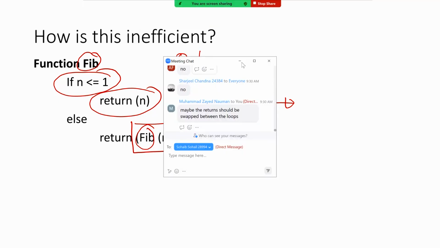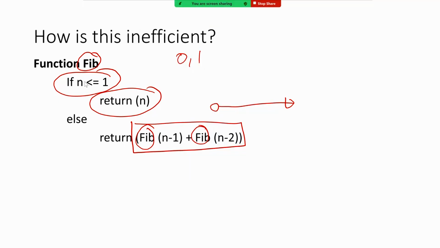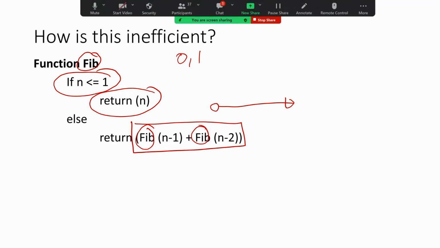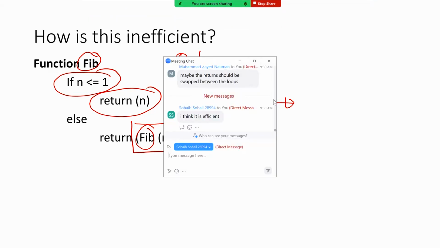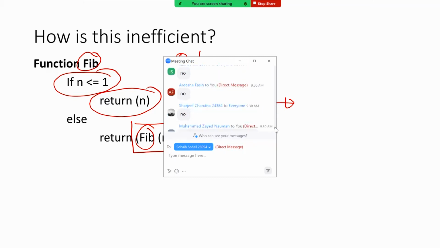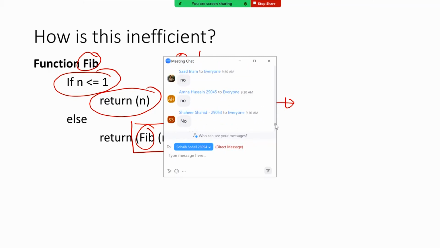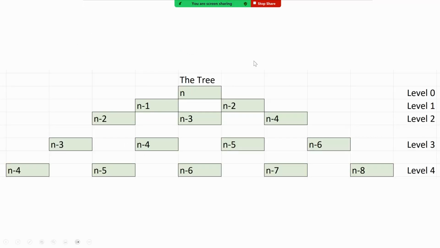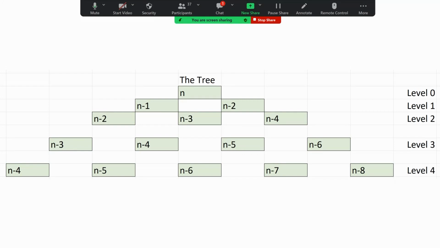It's a simple call. If n is less than or equal to 1, that's your base case, return n. Otherwise, return fib of n minus 1 plus fib of n minus 2. Could you explain why you think this is inefficient? For all of you who said no, Sohaib says it's efficient. For everybody else who said this is inefficient, why do you think so? Here's a hint: a simple look at the function call.